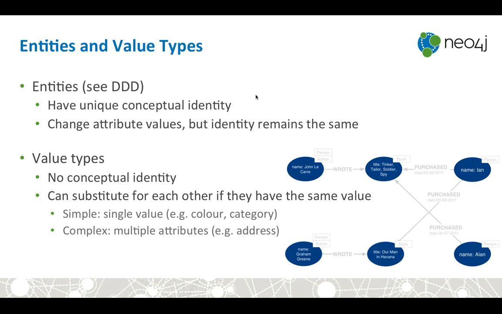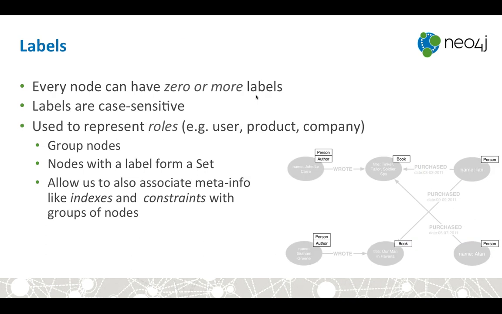On the other hand, nodes can also be value types, which are more complex attributes. Those don't have an identity, but they still have a complex structure. For instance, an address or a color or something like that could be a value type. And they are substitutable, so you can exchange one value type for another. These value types are oftentimes used in things like recommendation setups where you want to relate entities across certain values or attributes.